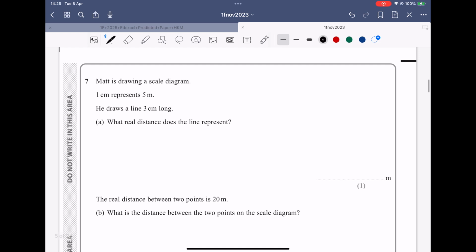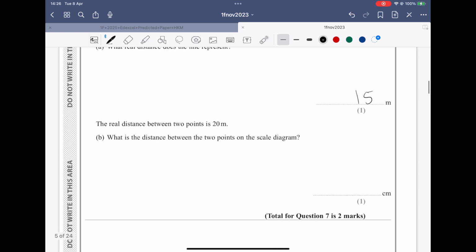Matt is drawing a scale diagram. 1 centimetre represents 5 metres. He draws a line 3 centimetres. So we've got 1 centimetre equals 5 metres. This is like your image, and this is your real life. He's drawn 3 centimetres on the image, so in real life that would be 15, because I've timesed by 3. So 15 metres.